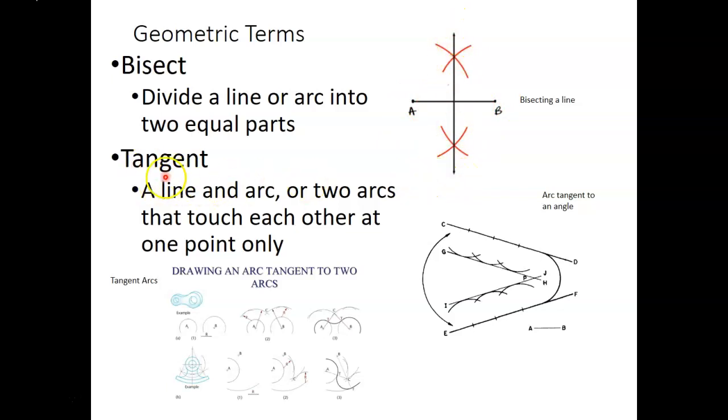Tangent means something's going to touch something in one place and one place only, either a line and an arc or 2 arcs. So look, this arc touches this line in one point and touches this line in one point only. We can do the same thing with arcs. Like I said, these are kind of small, but here's an arc, and here's an arc, and there's an arc between them. Same thing here. Here's an arc, and here's an arc, and here's a little arc between them.